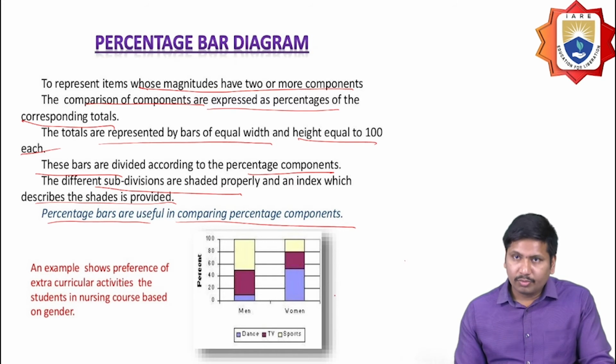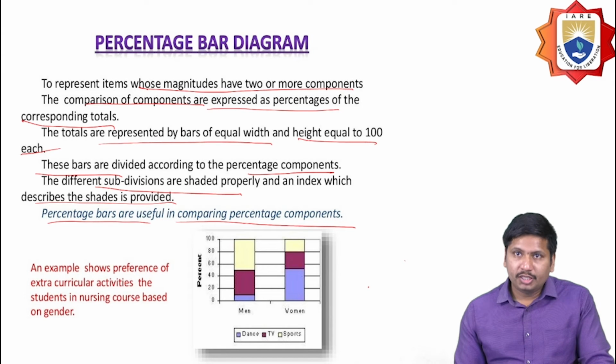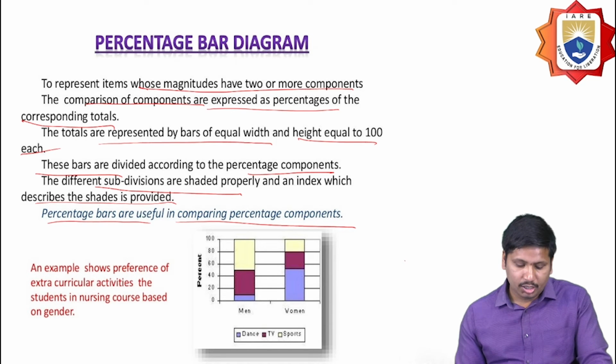So the percentage bar diagram is almost similar to the previous diagram I discussed. In order to represent the magnitude, it should have two or more components, and the comparison of components is expressed in terms of percentage of corresponding totals. The totals are represented by bars of equal width, and the height should also be 100.